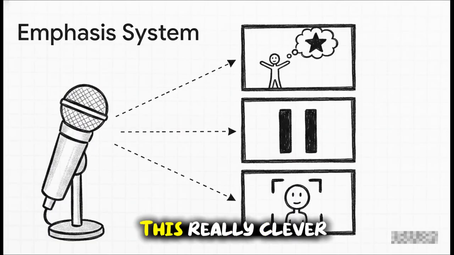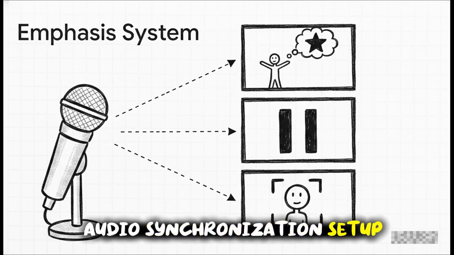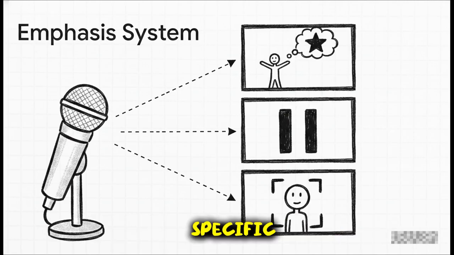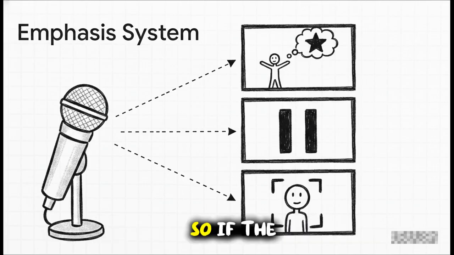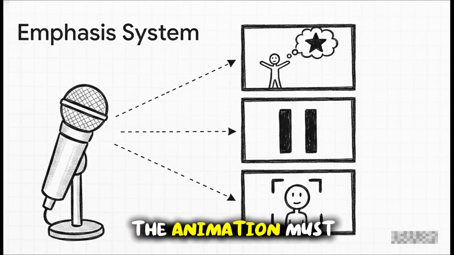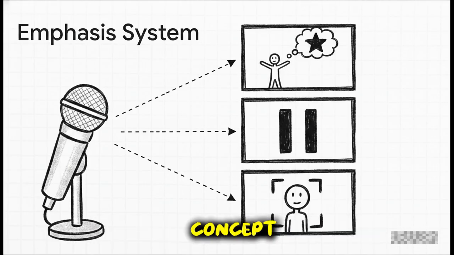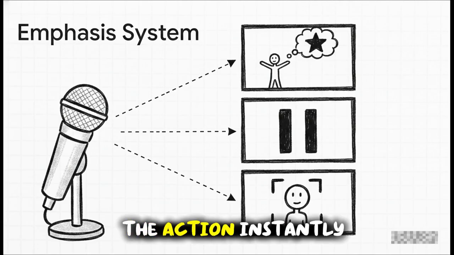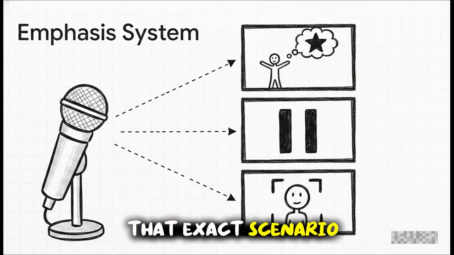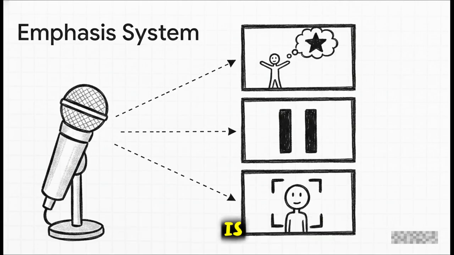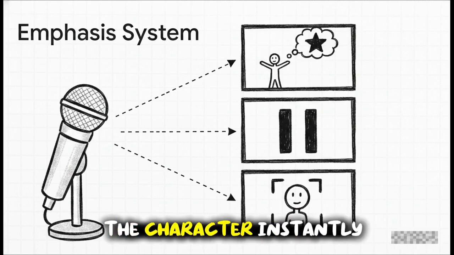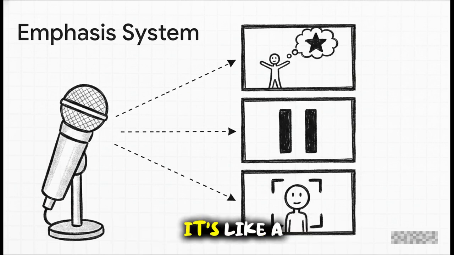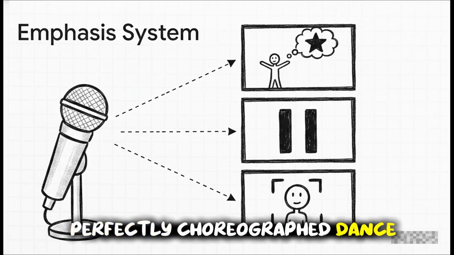It even includes this really clever audio synchronization setup called the emphasis system. Specific spoken keywords will actually trigger distinct camera behaviors. So if the narrator says, imagine, the animation must immediately visualize that concept. If they ask, what if, the action instantly pauses to show that exact scenario. And if they say the truth is, the prompt commands the animation to reduce movement and dead center the character, instantly zeroing in the viewer's focus. It's like a perfectly choreographed dance.